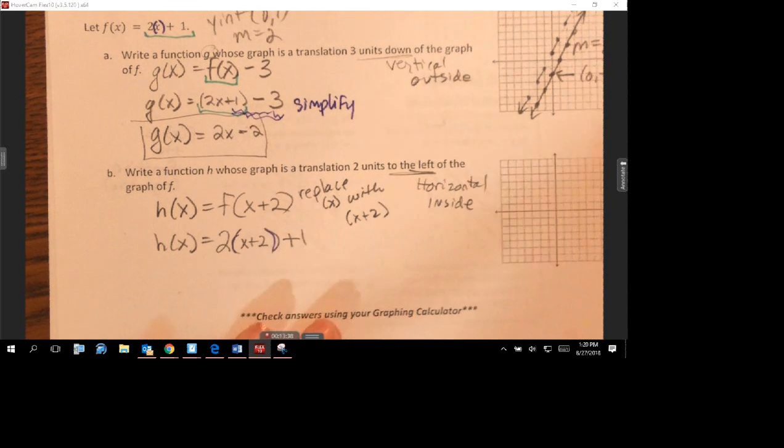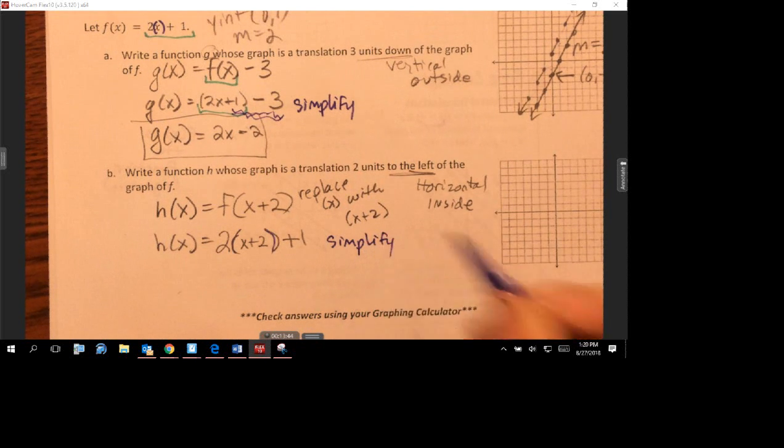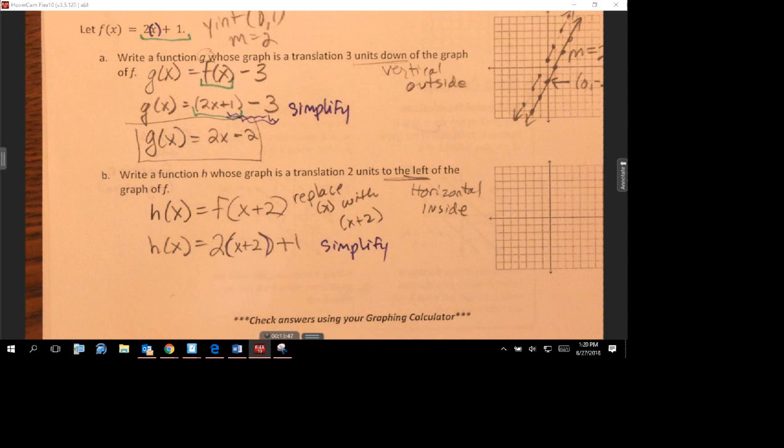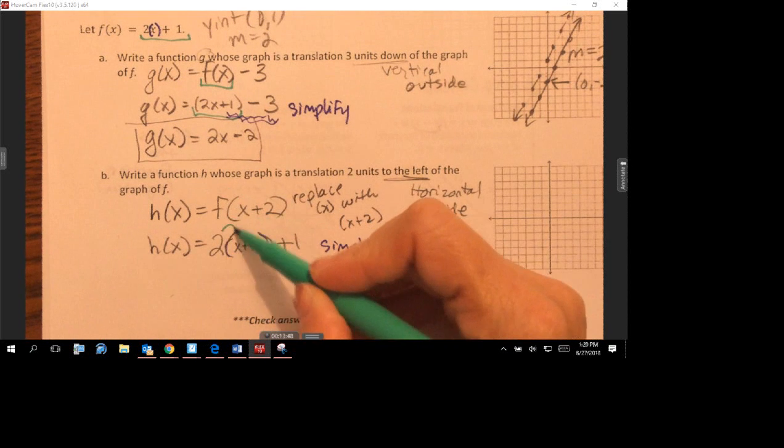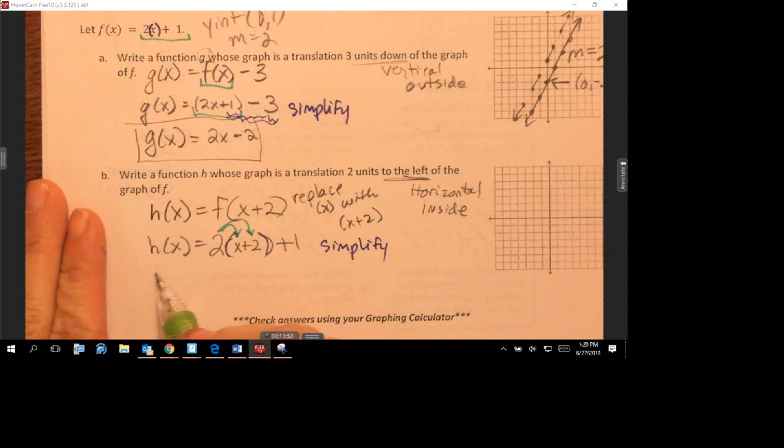And then what should we do? Simplify. Which I'm going to distribute the 2. Now I have h of x equals 2x plus 4 plus 1, and then we'll combine like terms to 2x plus 5.